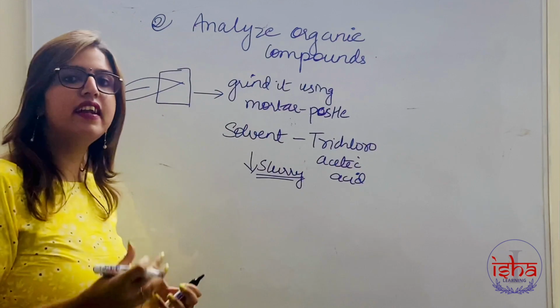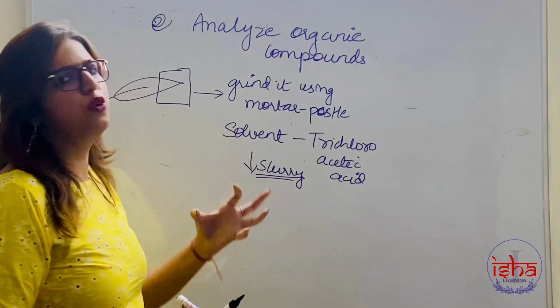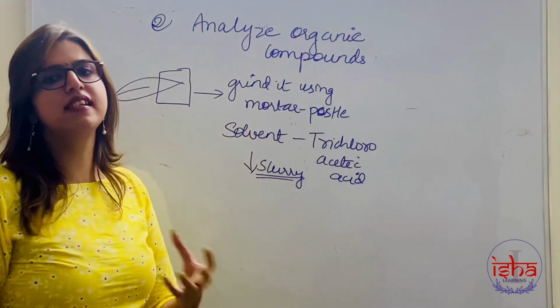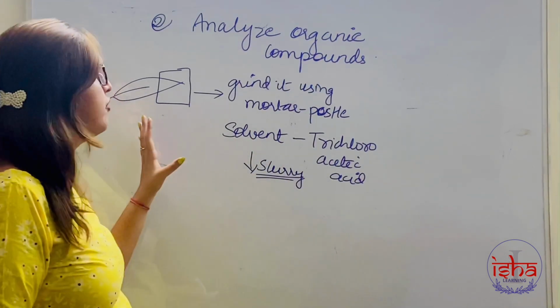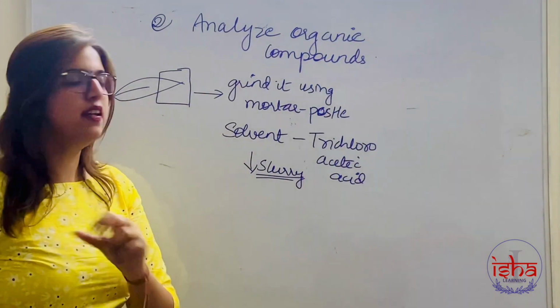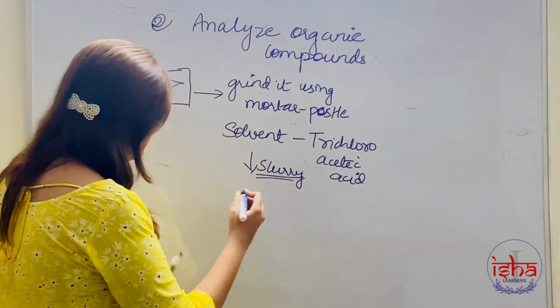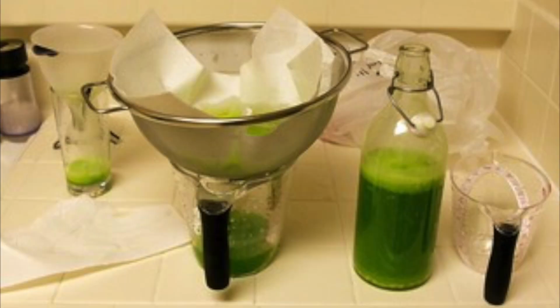See guys, a slurry is a thick paste, okay? When I grind a tissue, that could be, let's say, a leaf in this case, a piece of liver, a piece of meat, right? Whatever I'm using for my study, I'm going to grind it and I will get a thick paste out of it, fine? Now, what I'm going to do in the next step is strain it using cotton cloth, okay? I'm going to take a cotton cloth and strain it out.